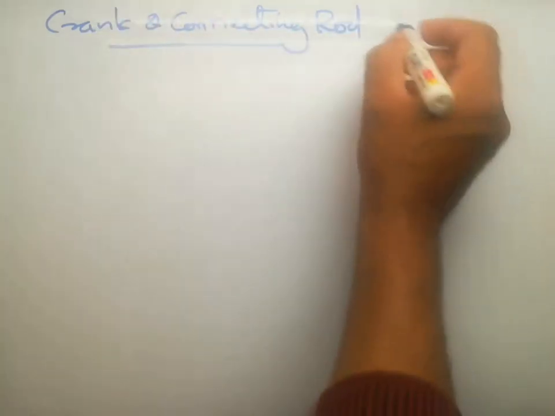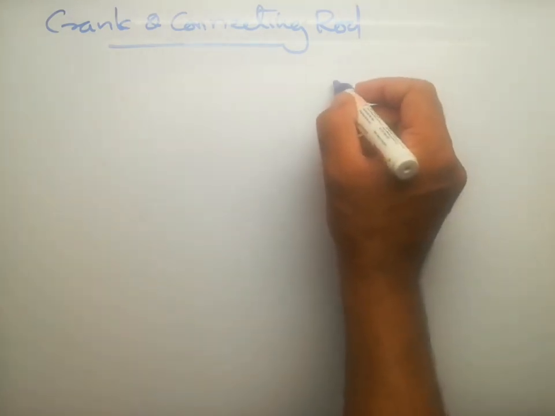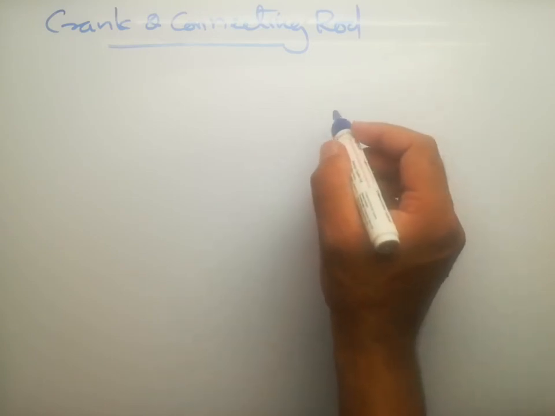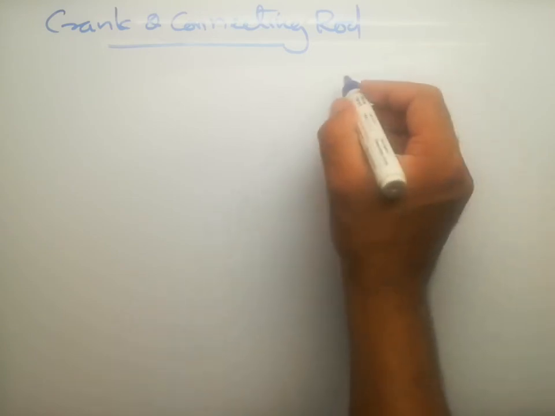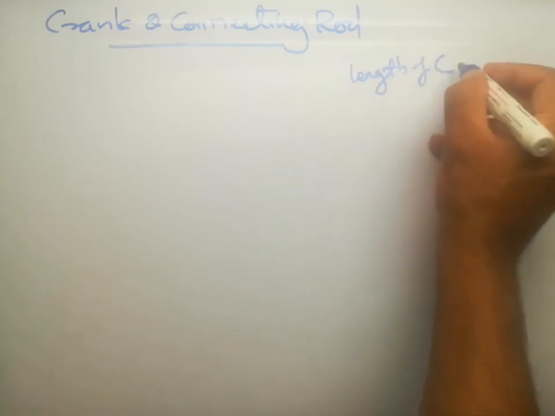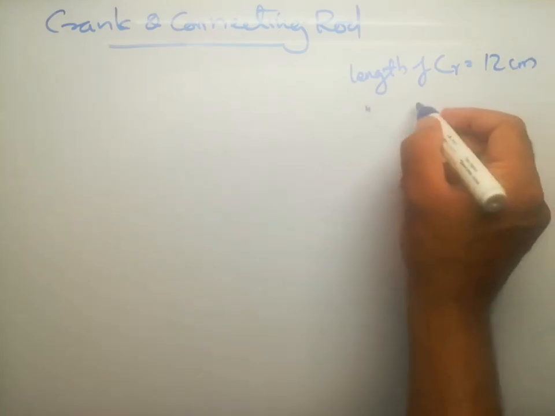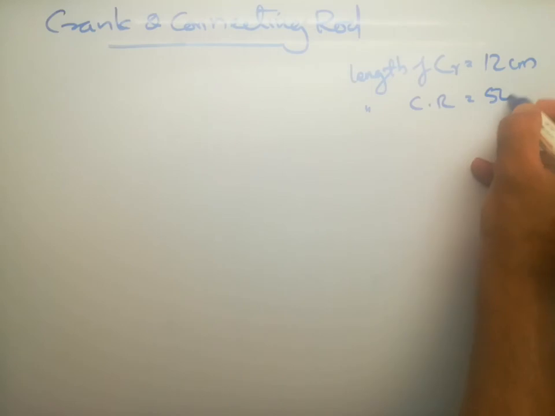Crank and connecting rod mechanism. We will see a problem involving the crank and connecting rod of a reciprocating engine mechanism. In this problem, a crank of length 0.12 meter or 12 centimeter is given. Length of crank is equal to 12 centimeter. That of connecting rod is equal to 50 centimeter.